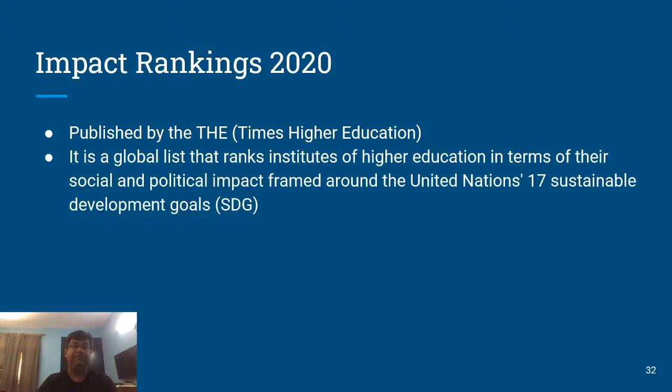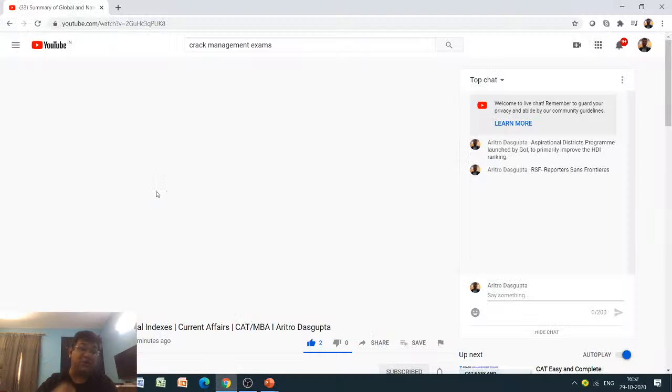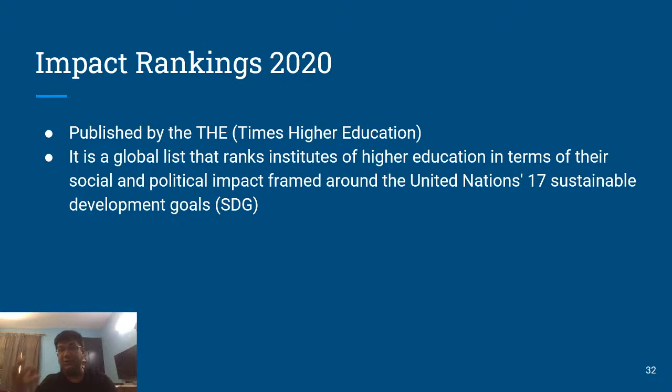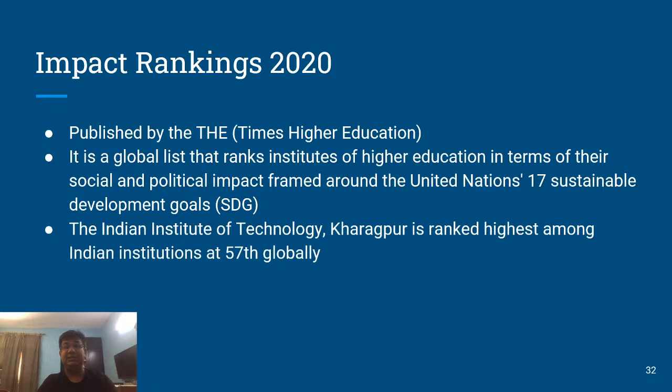Okay. So it's a global list that ranks institutes of higher education in terms of their social and political impact, framed around the UN's 17 SDGs. This is very important. Look at it carefully. So how can educational institutes impact the political scenario by pushing political parties and political leaders to work towards these SDGs? Also, their social impact, whether it has a positive benefit on society itself.